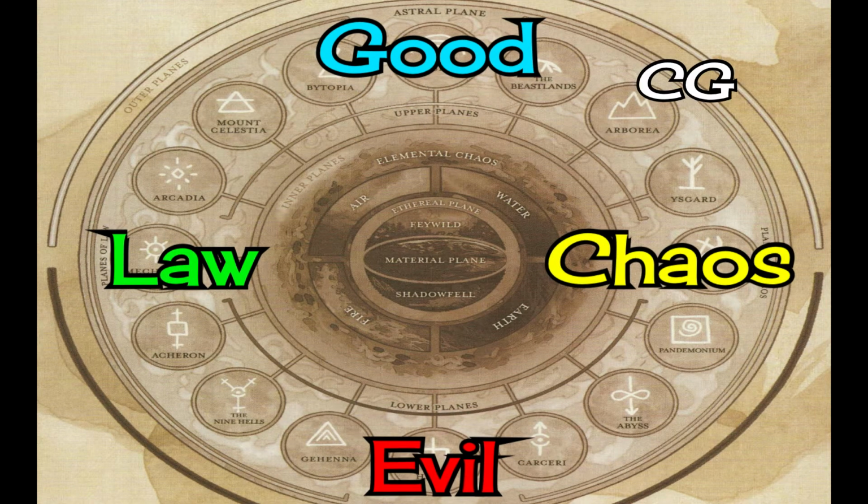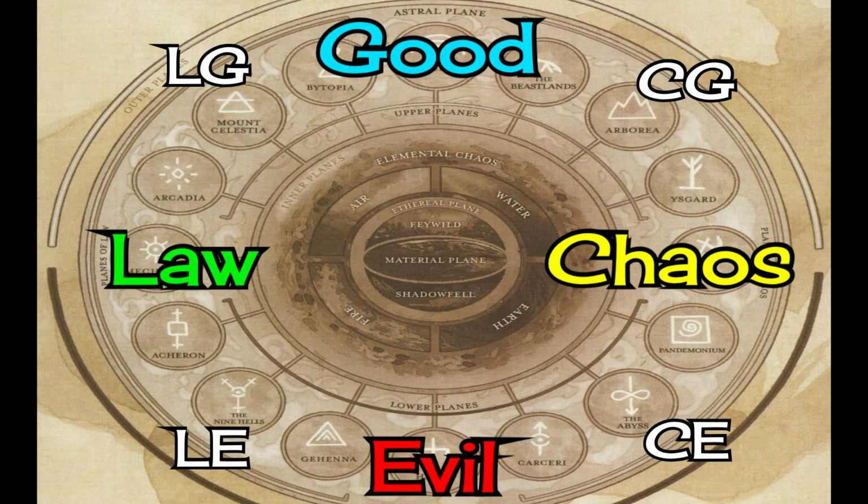Arborea would be chaotic good, Mount Celestia, lawful good, with the Abyss being chaotic evil and the 9 Hells being lawful evil. And the planes sandwiched between that just slide further along these spectrums. So compared to the Abyss, Pandemonium would be more chaotic and Carceri would be more evil. So here's that quick and efficient rundown to give you a taste of all these.